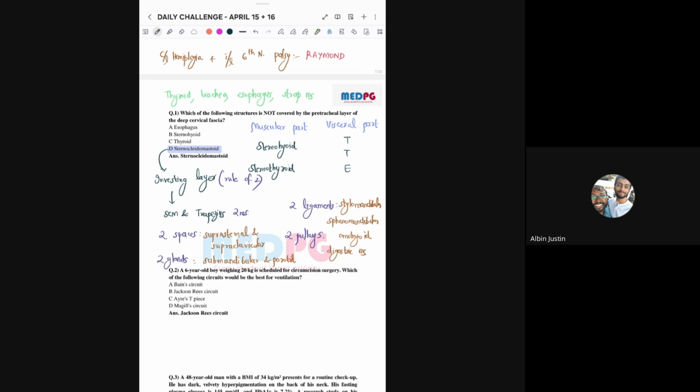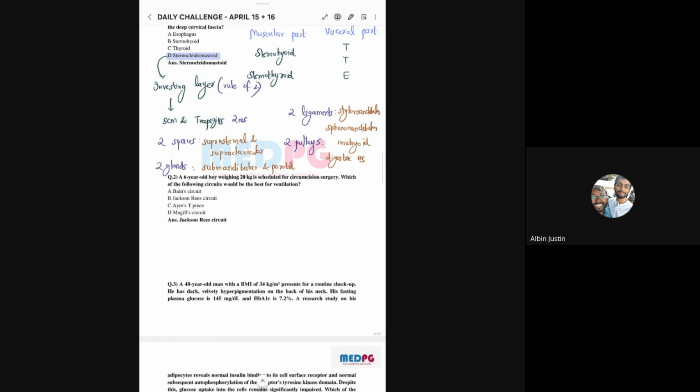Now, question number two. A 6-year-old boy weighing 20 kg is scheduled for circumcision surgery. Which of the following will be the best for ventilation? Now, this is a very commonly asked question, but now we don't see much of these circuits. I don't know why they have stopped asking these circuits. But still, the Mapleson circuit is a very important area. I hope you all know the Mapleson circuit.